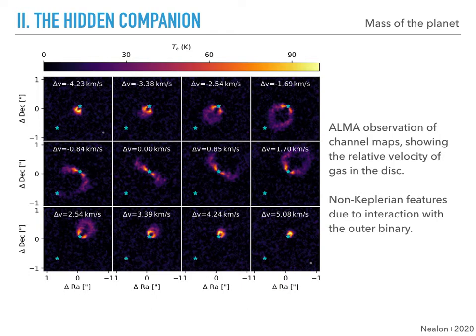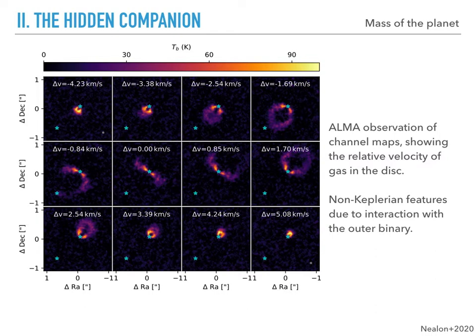So here we have the channel maps of HD 100453 as observed by ALMA, and these channel maps show the regions of the disk that have the same velocity. Here the stars are indicated in cyan and the outer binary is close to periapsis. Now the structure that we see here is already not strictly Keplerian.